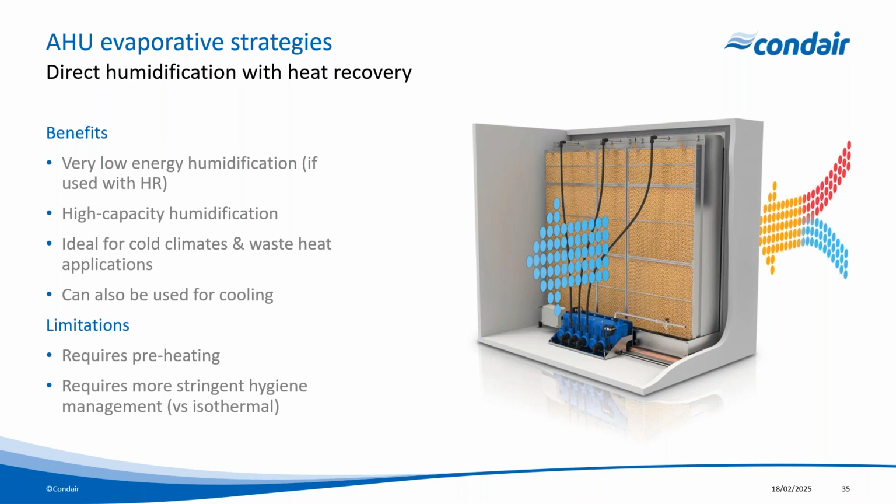So benefits with this type of system are, of course, very low energy humidification if used with heat recovery, high capacity humidification with very little energy input. Just to give you an idea, 200 pounds of humidification done through a more traditional electric steam system or an isothermal system would require about 75 kilowatts of electricity. When we look at this with our evaporative system, which can actually deliver about 2,200 pounds an hour of humidification, it would consume less than 0.3 kilowatts of electricity. So ideal for cold climates and applications where waste heat is available and it can be used for cooling as well.